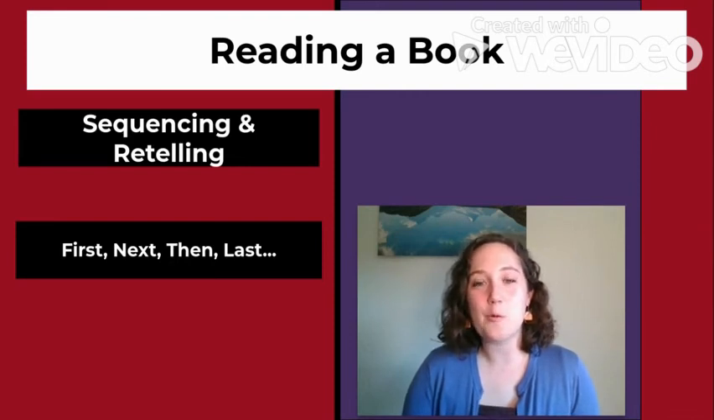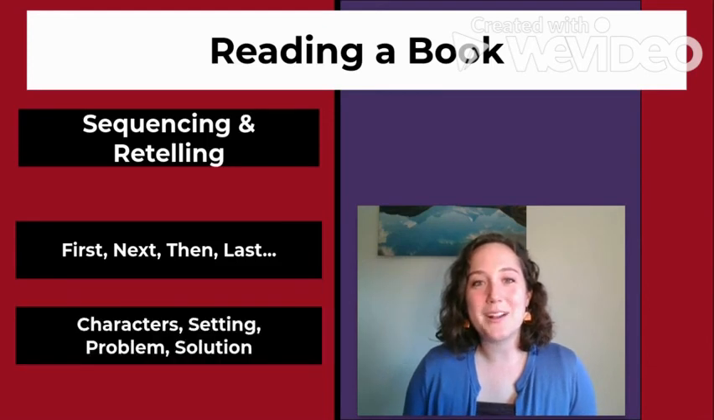These words will help organize what happened first in the story, next in the story, then, and last. You could even use the words beginning, middle, and end just to separate those up. So ask your child, what happened in the beginning of the story? What happened in the middle of the story, and what happened at the end? And just having an open discussion with your child about what happened in different parts of the story is really beneficial in itself. You could also have your child retell the story in their own words.